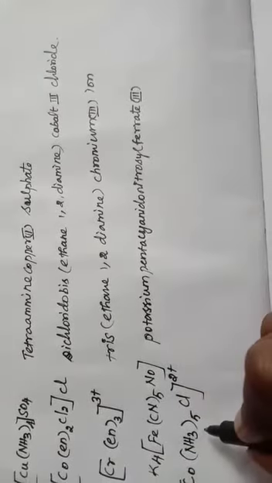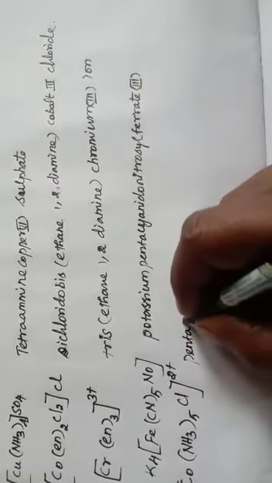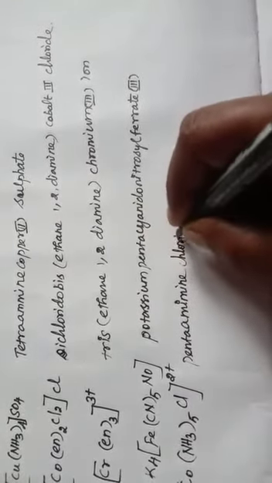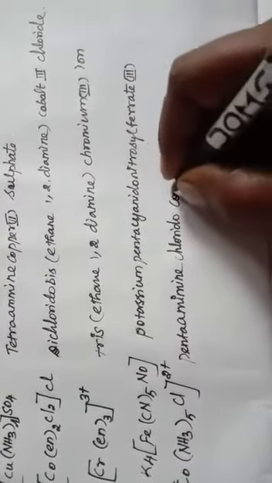So how many ammonia are there? 5 ammonia. So we have to use the prefix here, penta. Pentaammine, chlorido, because only one chlorine is present, so chlorido. The central metal atom is in the cationic complex, so the name should be written as such, cobalt. Its oxidation state is 3, so +3.